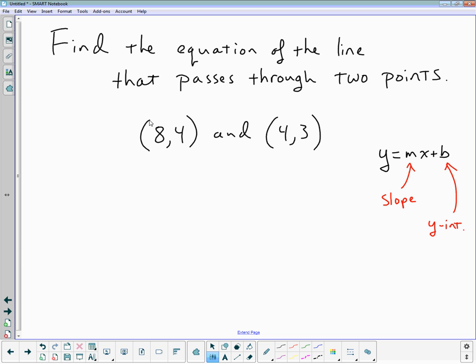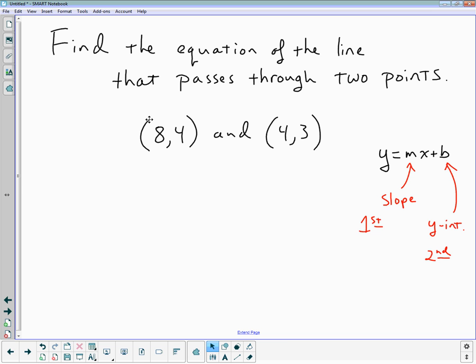Now, when we were graphing, the first thing that we used was the y-intercept, and then we used the slope. When we do these problems, the first thing we're going to find is the slope, and then we're going to find the y-intercept. So we're going to do this first, and this second. Okay? There are different ways of calculating slope.